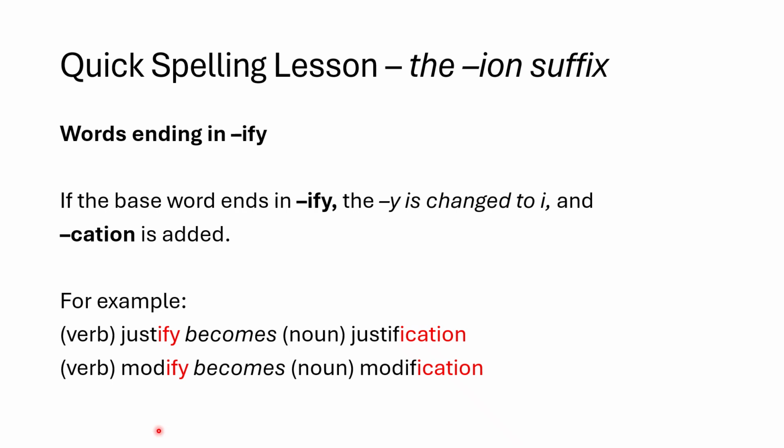If the base word ends in IFY, the Y is changed to I and cation is added. For example, the verb justify becomes the noun justification. The verb modify becomes the noun modification. In these examples, you can see the Y in the base word is changed to I and cation is added to form the noun.